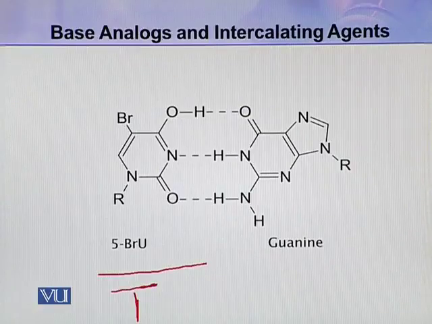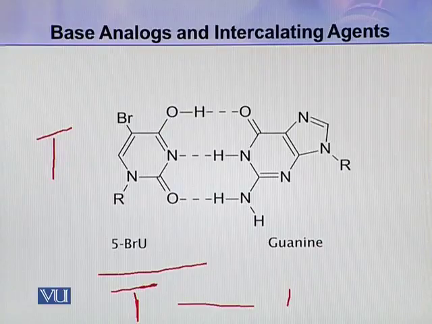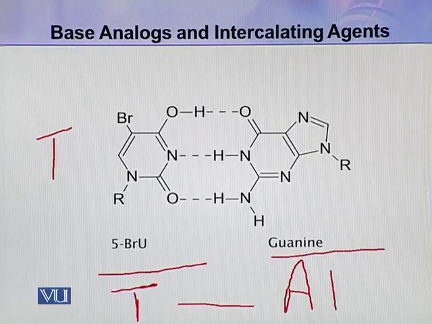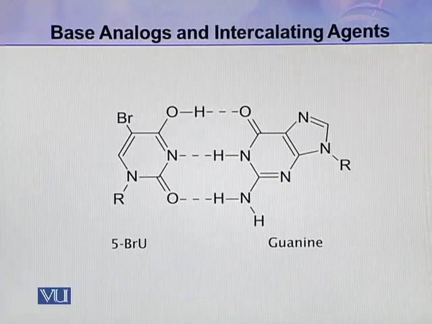So in the normal sequence, thymine would be present, and in front of thymine there would come adenine in the case of the normal base. But this is a base analog, and it has replaced A with G, with guanine. So this 5-bromouracil base pairs with guanine instead of adenine.